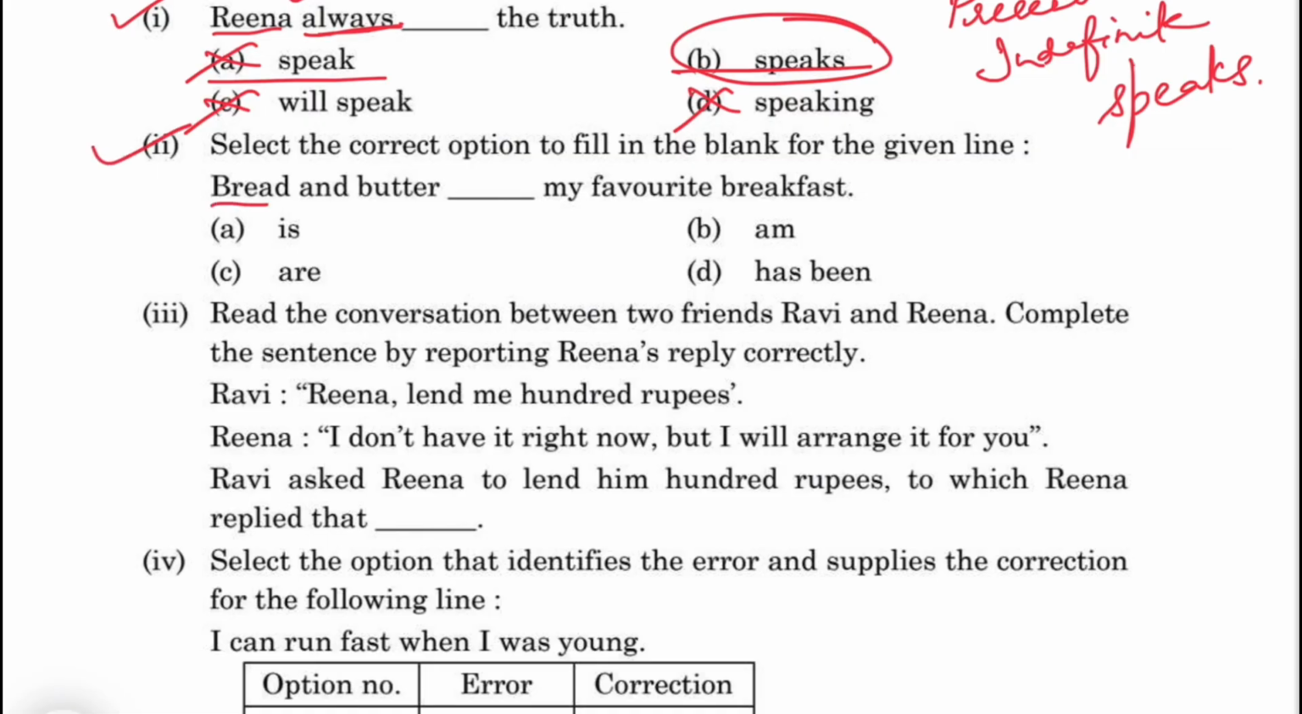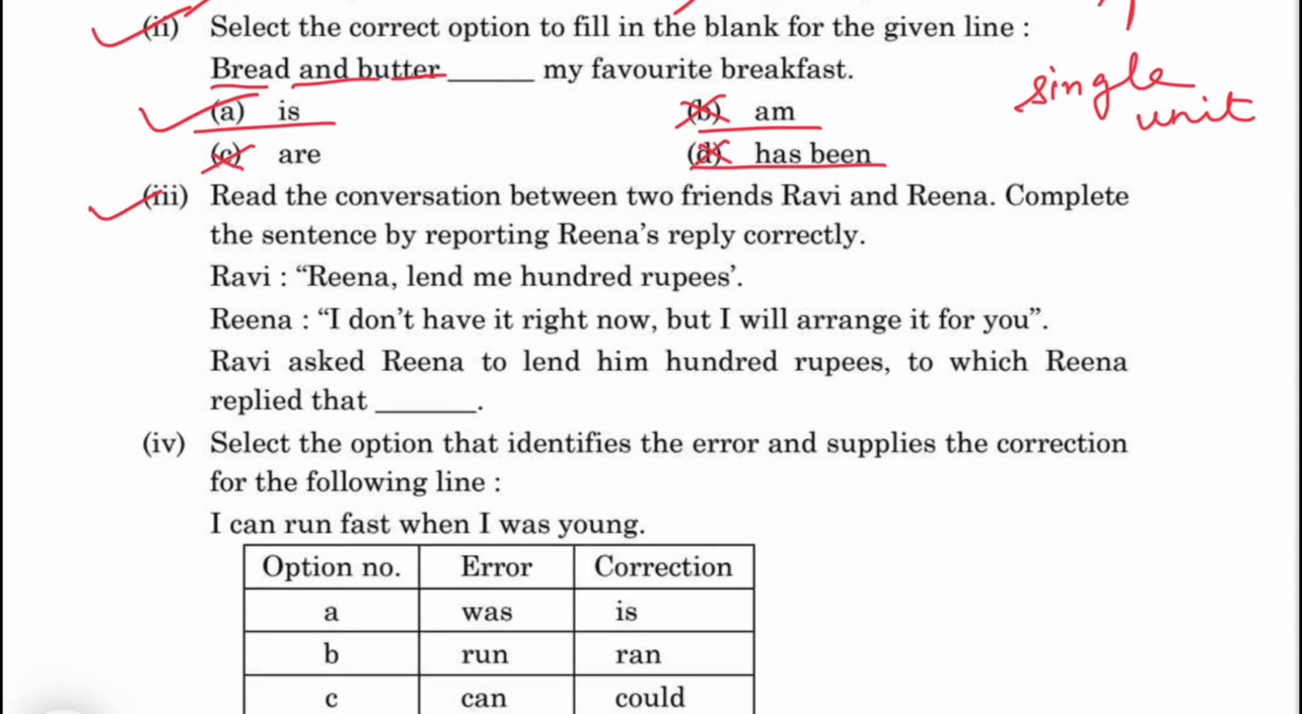Next question is of subject verb agreement, bread and butter. Bread and butter, this is referring to a single unit, means when butter is applied on the bread. So this is referring to a single unit. That's why it is a singular subject. So the plural option is wrong. Is, am, or has been, so we are to choose very wisely. Bread and butter is my favorite breakfast. So this is also wrong, this one is also wrong. A is the correct answer.